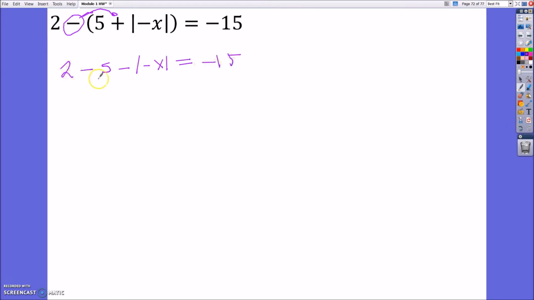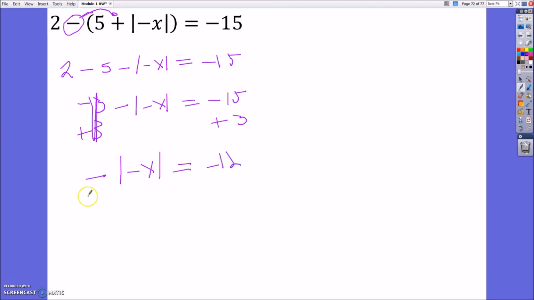So I'm going to combine like terms. 2 minus 5 is negative 3. Minus the absolute value of negative x equals negative 15. We are then going to add 3 to both sides. And these are going to cancel. I'm going to be left with negative absolute value of negative x is equal to negative 12. I'm going to divide both sides by negative 1 to get the absolute value of negative x is equal to positive 12. Now all we need is this absolute value by itself, which we do have.